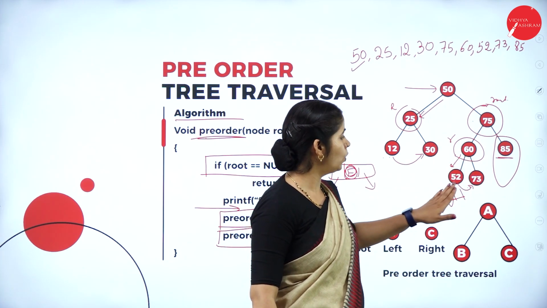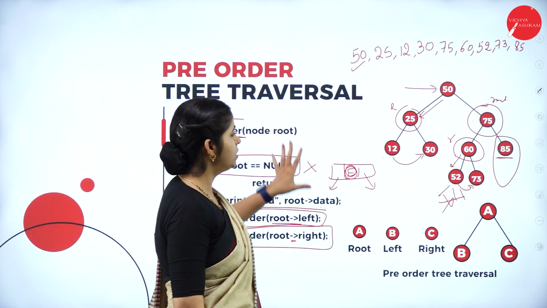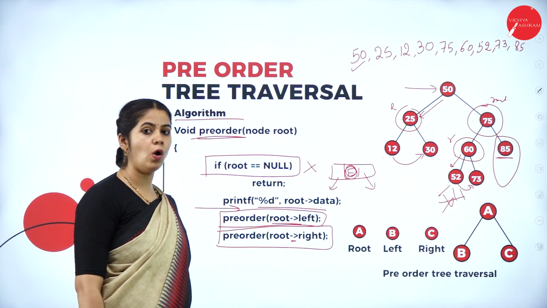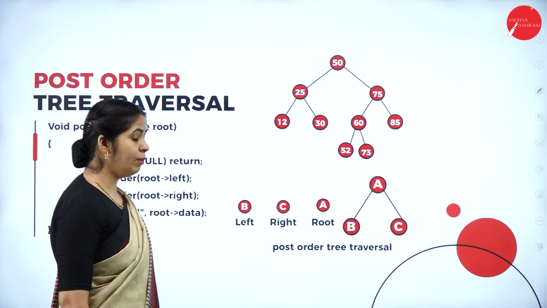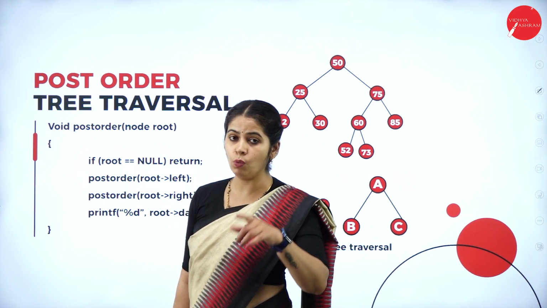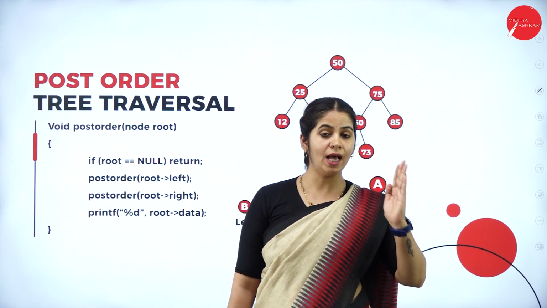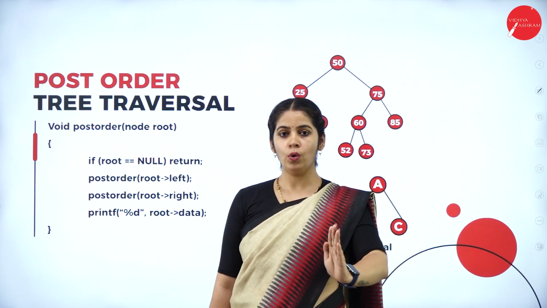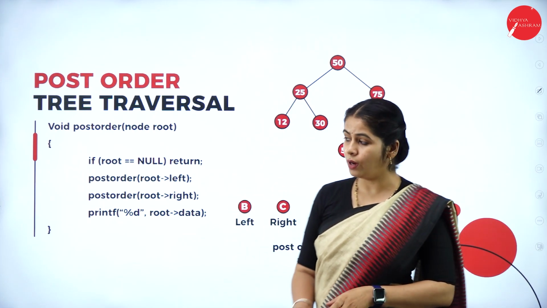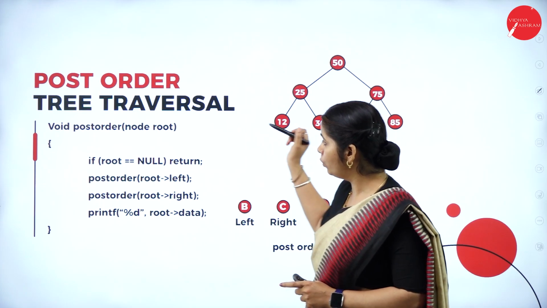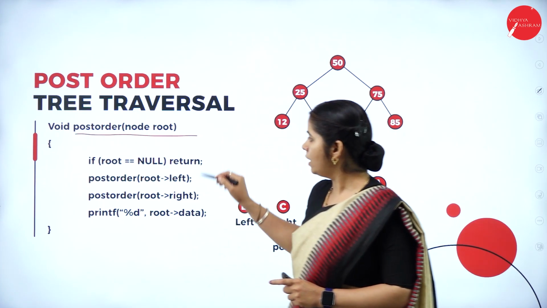Okay, this is how we are going to traverse the tree with respect to pre-order tree traversing. Well, coming into the post-order tree traversing, what is the sequence? First, we should go with the left node, right node, and then to the root node. Let us see how we are going to do that. That is a post-order tree traversal.